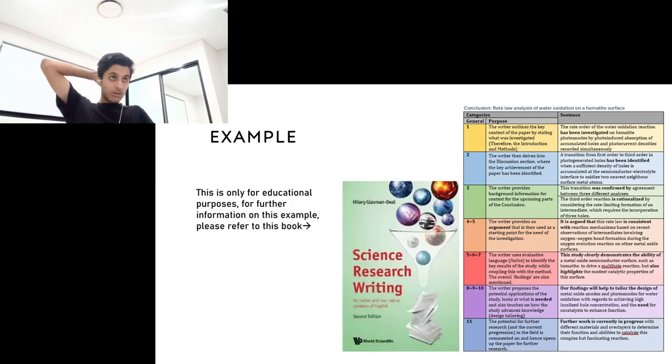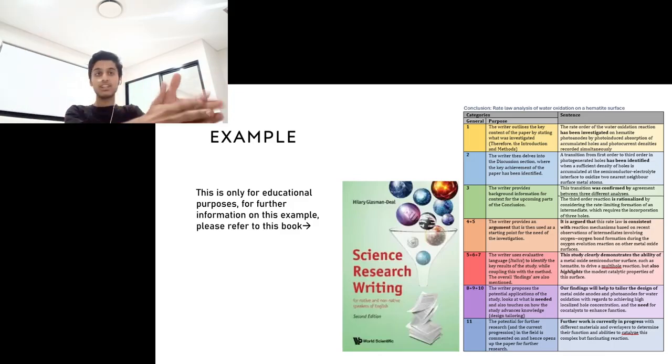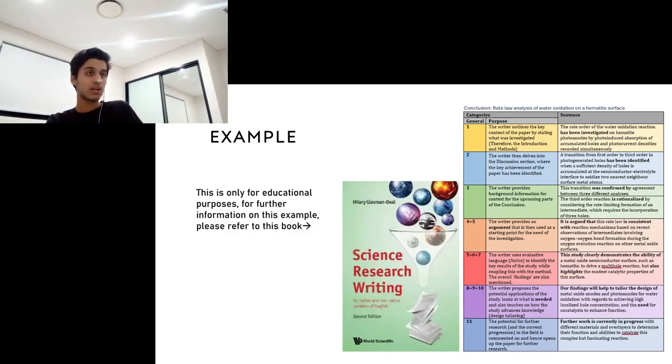So this is about the rate law analysis of water oxidation on a hematite surface. As you can see, I've put the sources on here and refer to the sources if you want a more detailed explanation. But essentially what I've done here is I've taken the conclusion, I've taken the purpose of the text, and I've tabulated it so you understand it better. And so let's take a look at this.